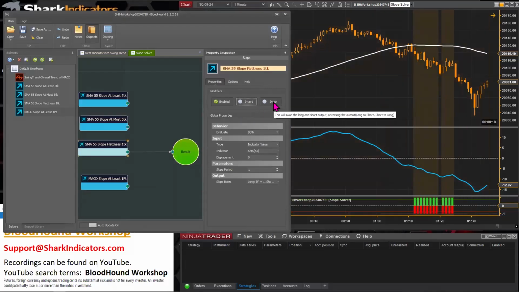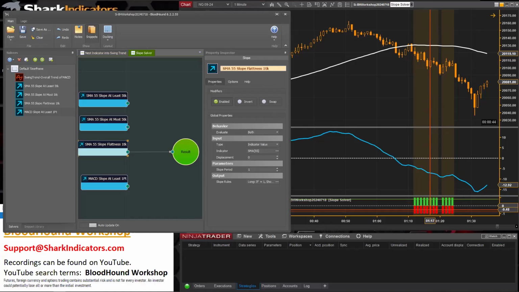In this case, the swap is not going to do anything, so let me turn that off. Here's the normal output. Because this is looking at flatness, it's giving you a long and a short, because flat doesn't have a direction. So flat is typically going to give you a long and a short output.